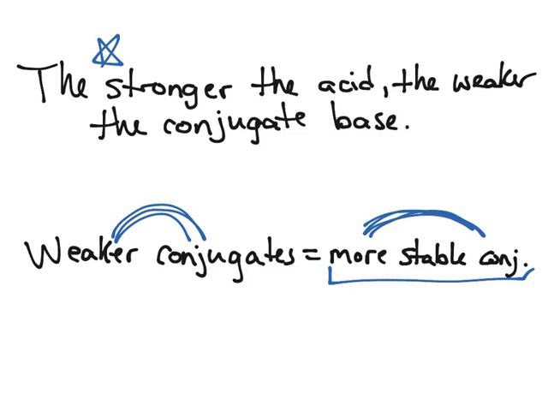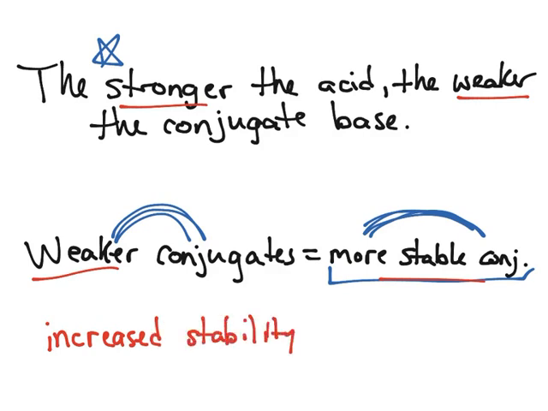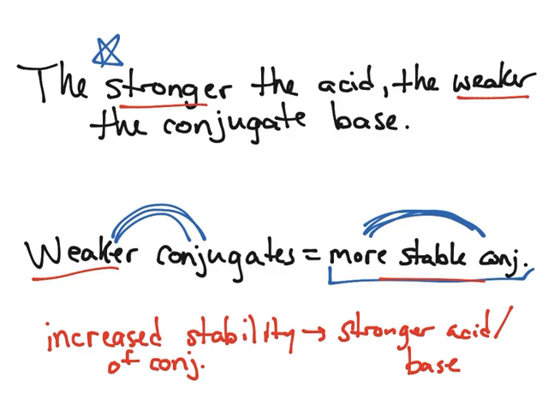So we just have to consider that these are all connected. The stronger the acid, the weaker the conjugate base, but the weaker that conjugate base, the more stable that conjugate was. So an increased stability, this is an increased stability of the conjugate, my apologies. An increased stability of the conjugate is going to result in a stronger acid or base. This is true in both directions. The more stable that conjugate, the stronger the acid or the base was.